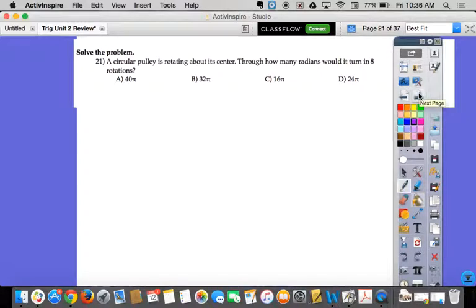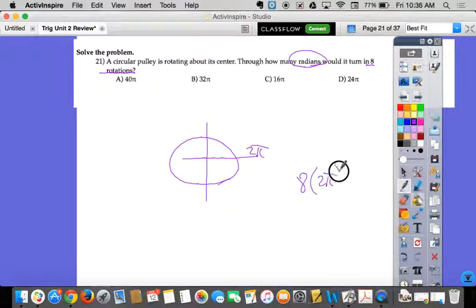Alrighty. One more. We got a circular pulley rotating about its center. Through how many radians would it turn in 8 rotations? It sounds horrid. But guys, all it's saying is you've got something circular and it's going through 8 rotations. You spin it through 8 full circles. If you go 8 full circles, isn't that 2 pi? That's how many radians is in 1 circle. So if you did 8 full circles, 16 pi. That's it. So you got to remember, for 1 circle, it's 2 pi. And then you can do as many as they want.